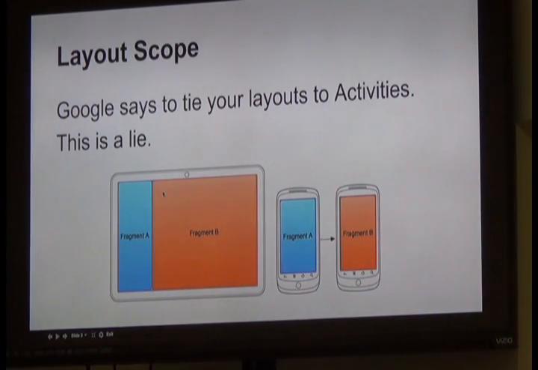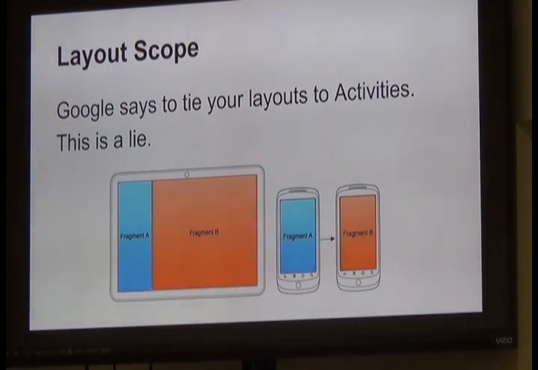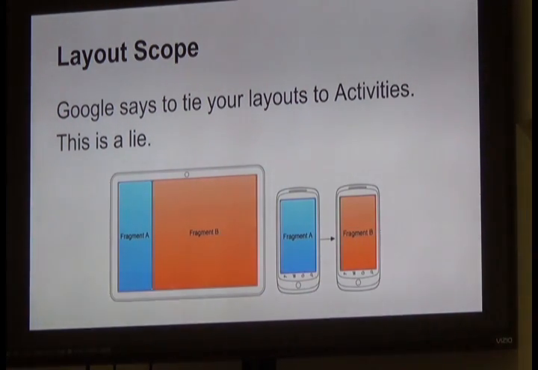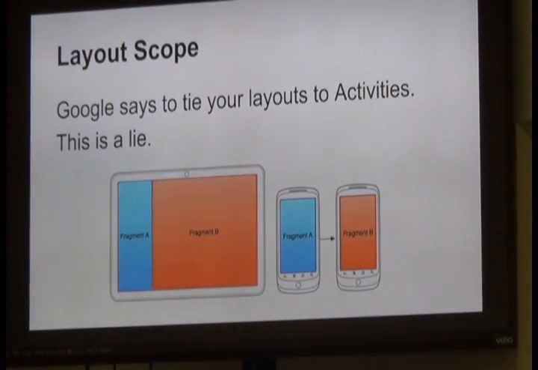The next issue that you'll get into is your layout scope. The first paragraph of Google's Android documentation tells you that you should tie your UI to your activities. That's generally a really bad idea, actually, and I'll tell you why in a second. For those of you who aren't familiar with them, activities are the core component of an Android application. Is that the events? Are you talking about events?